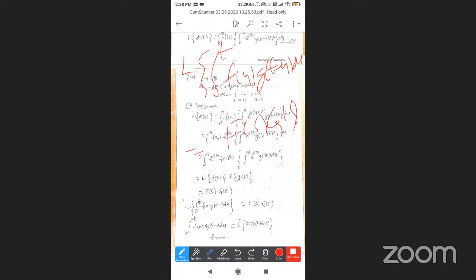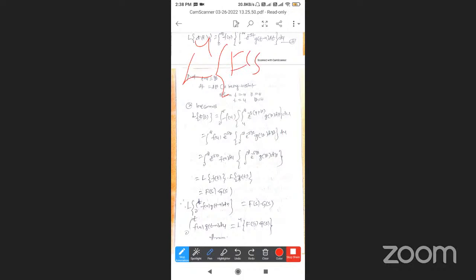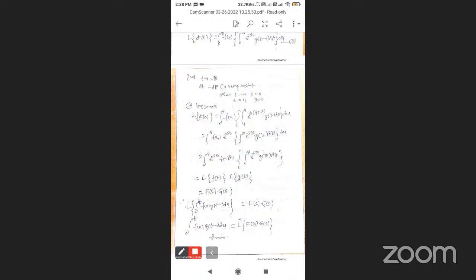Hence, taking the inverse on the right side, the inverse Laplace transform of F of s into G of s is equal to the integral from 0 to t of f of u into g of t minus u du. This is the theorem, called the convolution theorem.